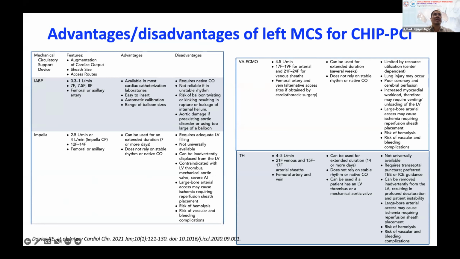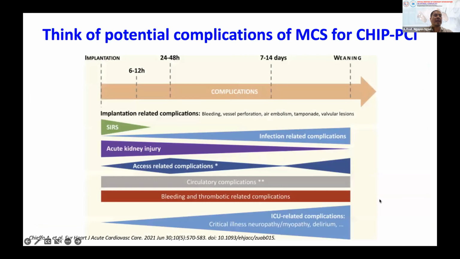For example, a patient who came in at a very late stage of STEMI might have that. Impella also needs very large access through the femoral artery, so it might cause ischemia later on. There is also a risk of hemolysis and vascular complications. ECMO can be used a little bit longer, but it is also very costly, and it might cause a problem with poor coronary perfusion and cerebral perfusion. So you need to think about that. TandemHeart is okay, but it's not available in Vietnam, and the risks are similar to Impella.